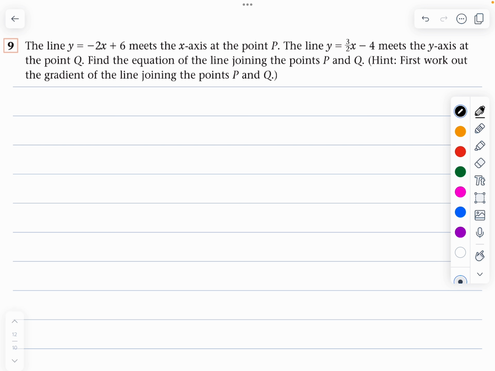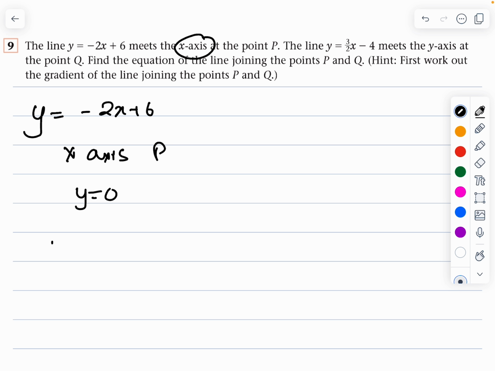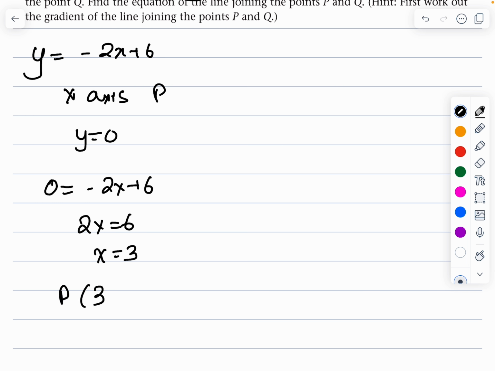Question number 9. The line y equals minus 2x plus 6 meets the x-axis at P. X-axis means y equals 0. 0 equals negative 2x plus 6. 2x equals 6. x equals 3. So the point P is (3, 0).